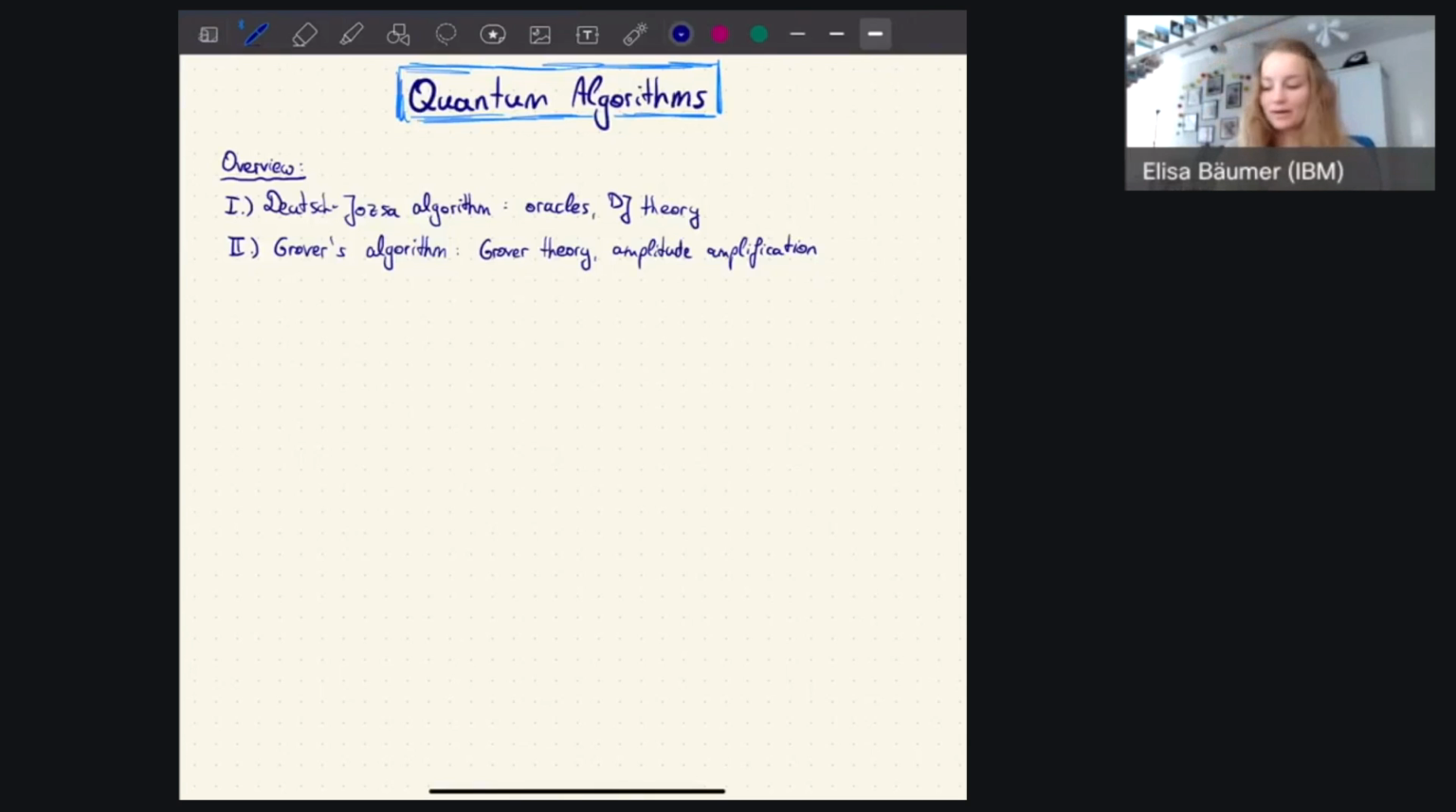Today I'll show you some basic quantum algorithms, and I'll start with the Deutsch algorithm, which is one of the easiest algorithms. For that, I will first introduce oracles and then show you the theoretical part of it, where we will do some calculations. I hope it's not going to get too math intense. And then in the second hour, we will talk about Grover's algorithm, where I will show you also the theoretical part, and then especially also talk a bit more about amplitude amplification. Good, so let's start with the Deutsch algorithm.